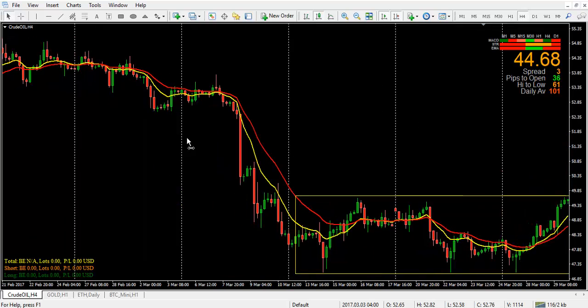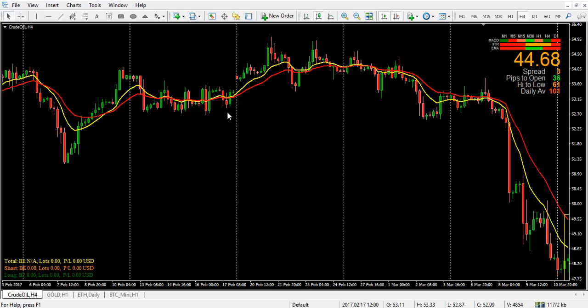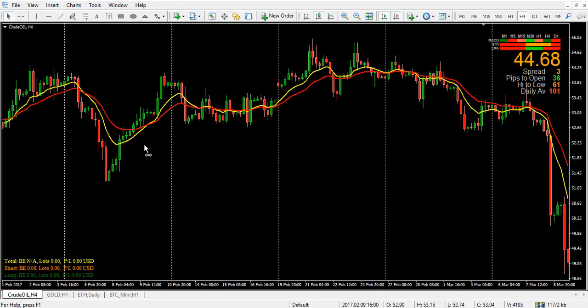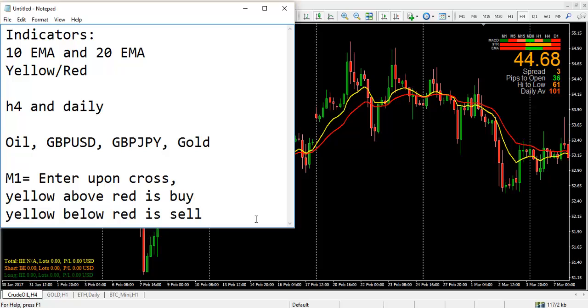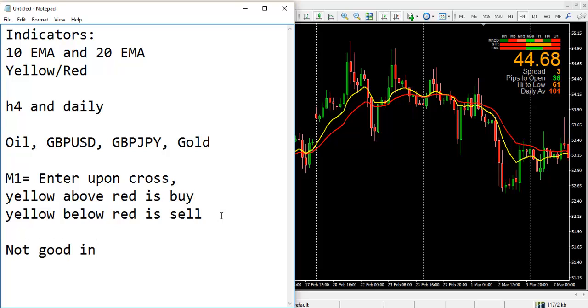Not an issue. Look how beautiful this is. Again, issue here. Now here we have a cross, a clear cross. This one is fine, but this sideways here, chop and slop, chop and slop. So the drawback is it's not good for sideways market. So let us write here: not good in sideways markets.